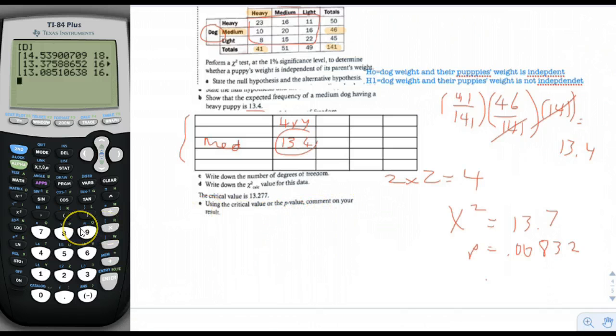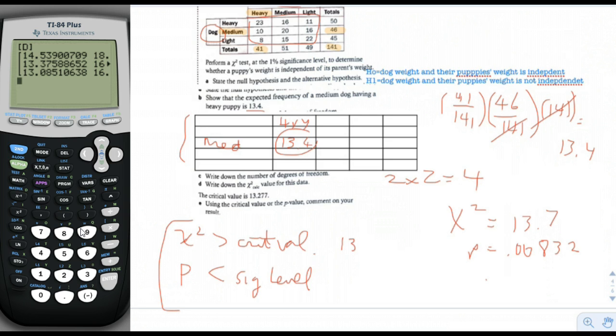Using the critical value or the p-value, comment on your result. Okay, we'll do both on this one since it's the last one. So remember, the chi-squared value we compare to see if it's greater than the critical value. And the p-value we compare to see if it's less than the significance level. We'll do both of those and we'll show that both of them work out. Since this is such a close call, you're probably interested in seeing what happens. So chi-squared is 13.7. They're asking, is it bigger than 13.277? And the answer is no, right?